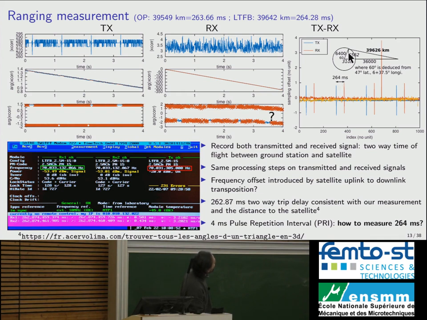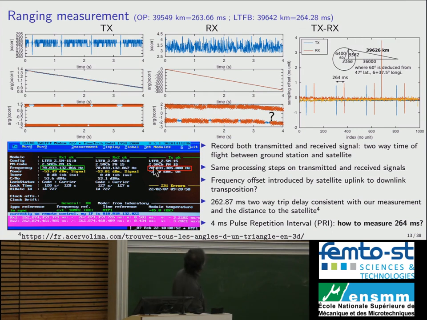And if you do a bit of geometry, Besançon, we're located at 47 degrees north, 6 degrees west. The satellite is 6 degrees east. The satellite is located 37 degrees west. So if you do a bit of trigonometry, you actually find that the 264 milliseconds matches the 40,000 kilometer distance between the ground station and the satellite.